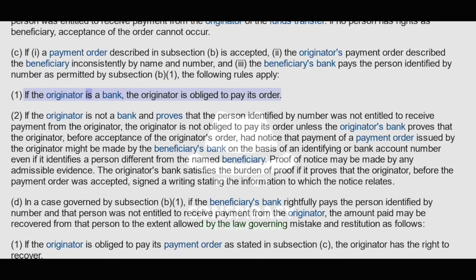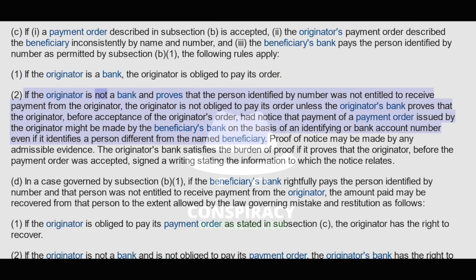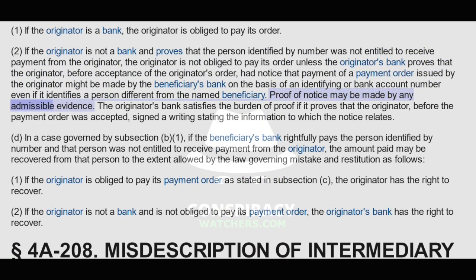If the originator is a bank, the originator is obliged to pay its order. If the originator is not a bank and proves that the person identified by number was not entitled to receive payment from the originator, the originator is not obliged to pay its order unless the originator's bank proves that the originator, before acceptance of the originator's order, had notice that payment of a payment order issued by the originator might be made by the beneficiary's bank on the basis of an identifying or bank account number even if it identifies a person different from the named beneficiary. Proof of notice may be made by any admissible evidence.